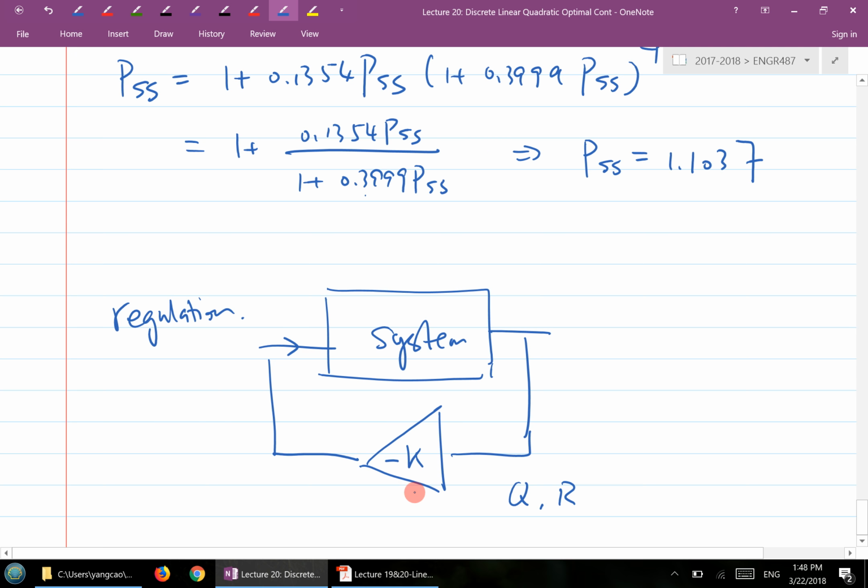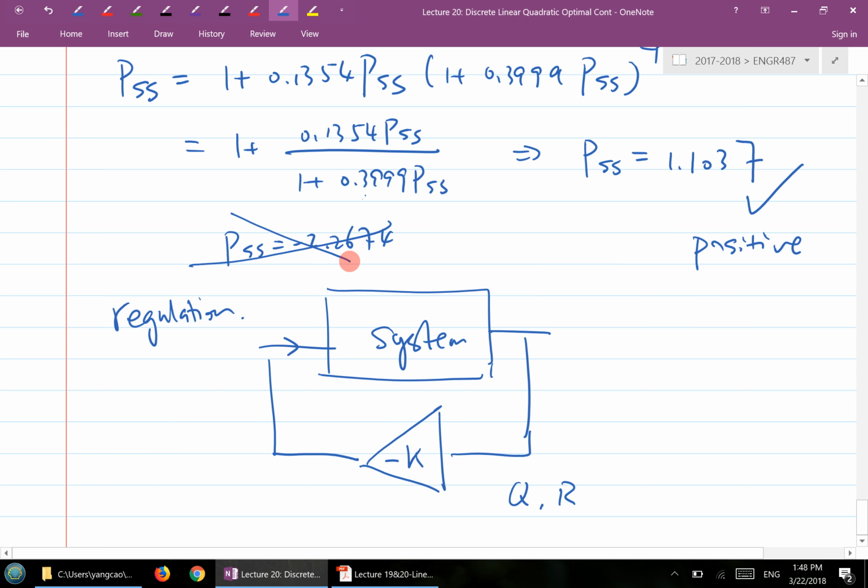Good point. PSS, yes, needs to be positive. Very good. Actually in this case you do get two solutions. The other solution you get is negative 2.2674. So we get rid of it, I guess it's not possible.